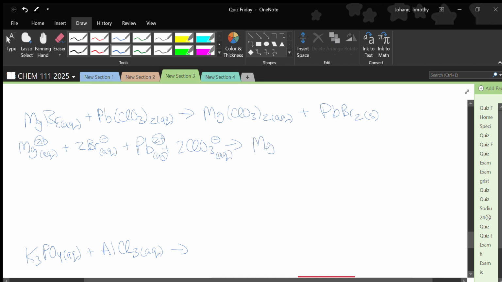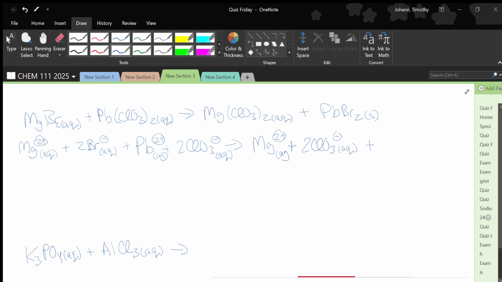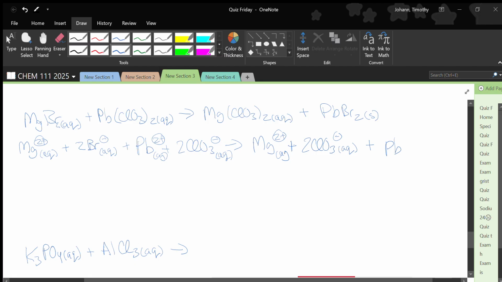And then over on the other side, this thing is aqueous, so it breaks up into its ions. Magnesium 2 plus, aqueous, plus 2 chlorates, and that's aqueous, plus, what about this one? It's solid, so it doesn't come apart. So PbBr2, solid. Okay, like that.